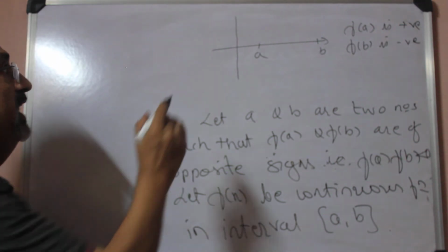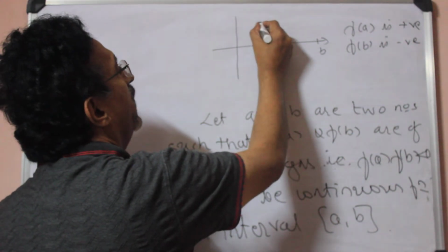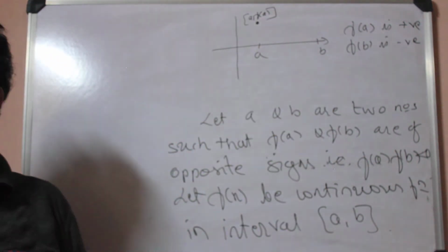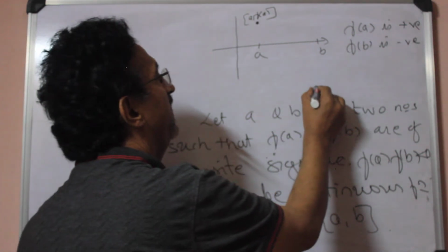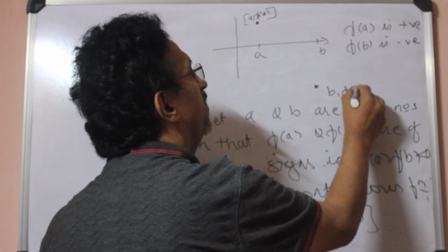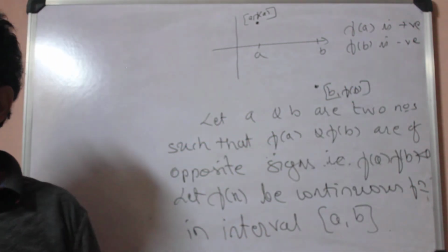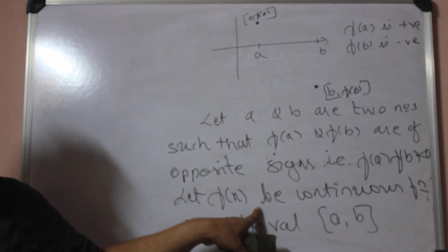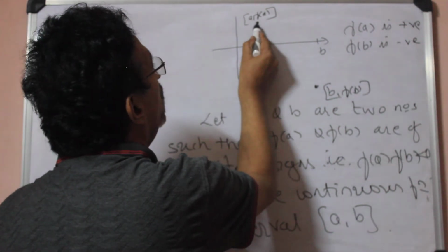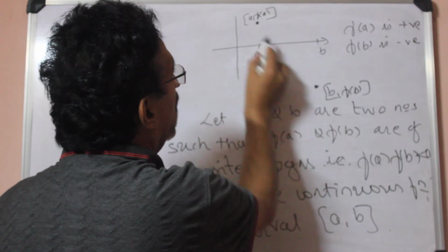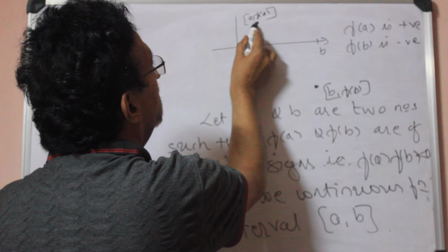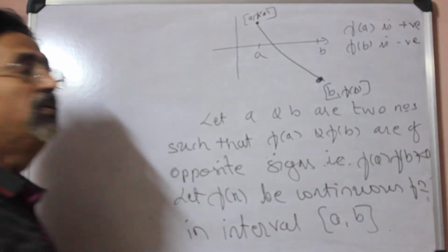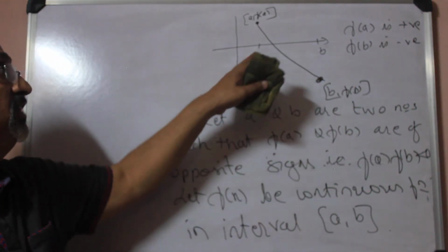If f of A is positive, definitely f of A lies above the x-axis. This point is A, f of A. Then f of B is negative, so it lies somewhere here, below the x-axis. Now I have one more condition, f of x is continuous. If f of x is continuous, I can join these two points, A f of A and B f of B, by a smooth curve like this, because f of x is continuous in the interval AB.